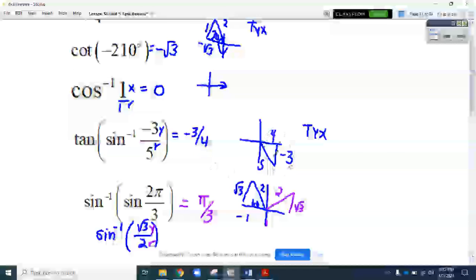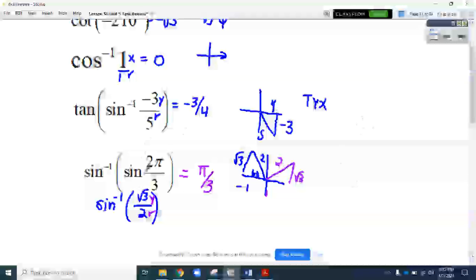So once we draw it in the fourth quadrant, because it's negative, we don't know the angle. Inverse sine is asking for the angle. We don't know it, but we can find tangent of whatever this theta is. Tangent is SOH-CAH-TOA, the y over the x, so negative 3/4.